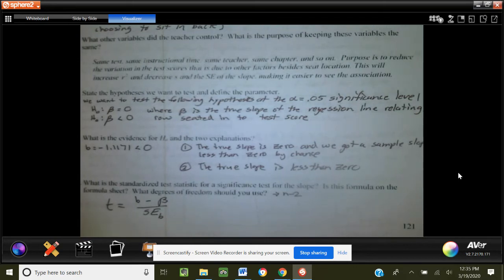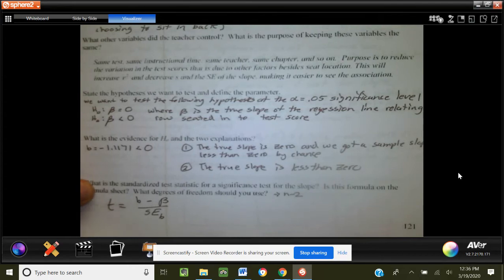All right. So what's the evidence for HA? We're going to include that in our state step as well. The sample slope is negative 1.1171 from the computer output, which is less than 0. Two explanations: the true slope is 0 and we got a sample slope less than 0 by chance, or the true slope is less than 0. That's nothing new. Here is the formula for the standardized test statistic, like we talked about earlier.